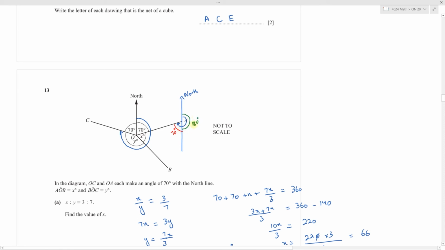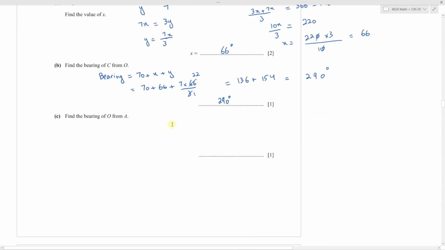So now I can easily find the bearing, which is 180 plus 70. So this will be 180 plus 70, which equals 250 degrees. So your bearing here is 250.